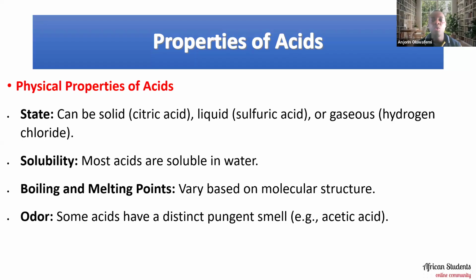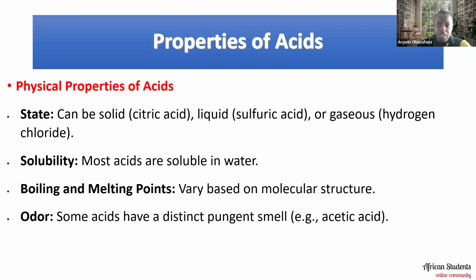Okay. Now, based on odor, also we can give a physical property of an acid, and some acids have a distinct pungent smell. A very good example is acetic acid. For those of us that have worked with acetic acid before, you will perceive this pungent smell. It has a distinct pungent smell whenever you come in contact with it. Okay. That's that for that.